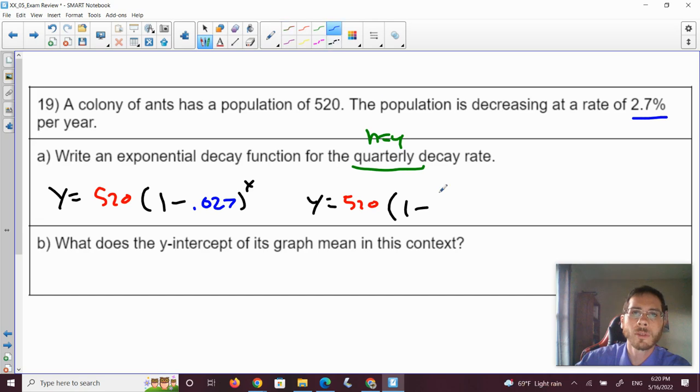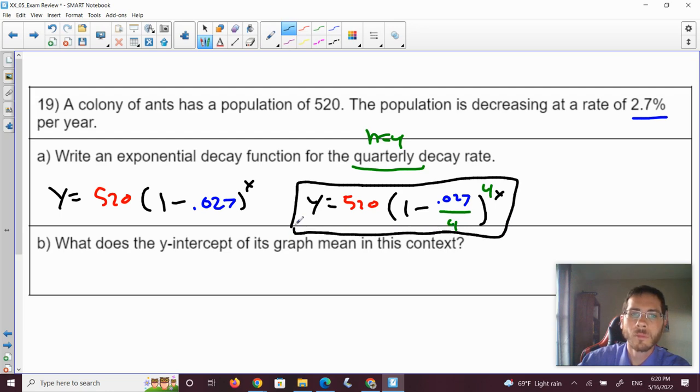1 minus 0.027 over 4 to the 4x power. All right, there we go. So again, this is our normal form. Y equals a times b to the x. So in this case, a is 520, b is 1 minus the rate because we're decaying. So since we're decaying, that's why we have the minus sign.